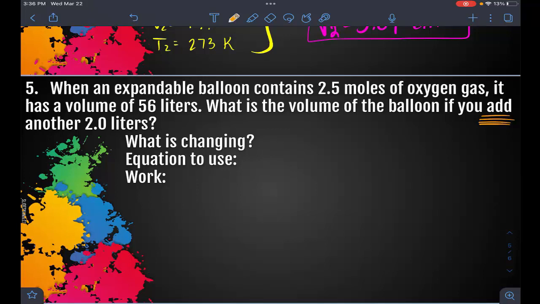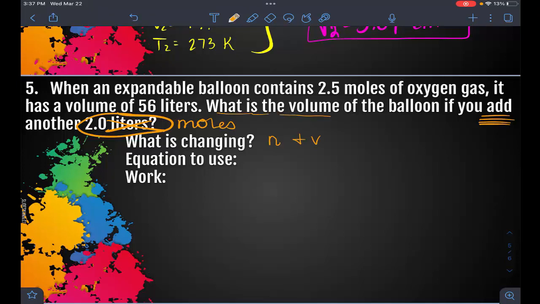We're adding moles. Oh, no, we added liters. We added 2 liters. I think I have a typo here. It should say you added 2 moles. Okay, so we have a typo. Make sure you change that 2.0 liters to moles. So we are changing the number of moles, and we are also changing the volume because it says what is the volume.